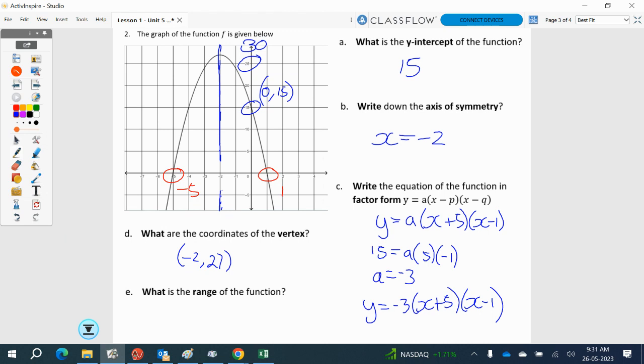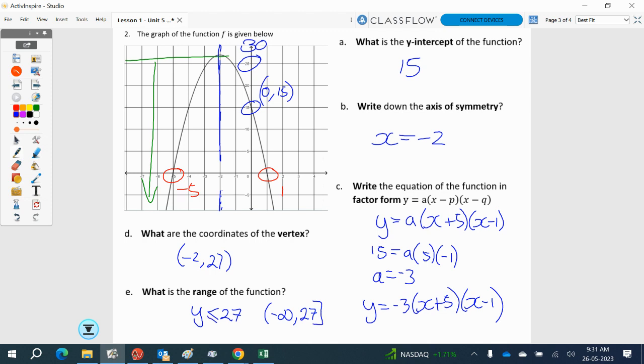So all we need now is the last question. What is the range of the function? The range of the function is everything from the vertex either upwards or downwards, depending which way the function is going. In this case, it's going to be downwards. So we need to say that y is less than or equal to 27. You can write that in interval notation with soft bracket negative infinity, comma 27, hard bracket.